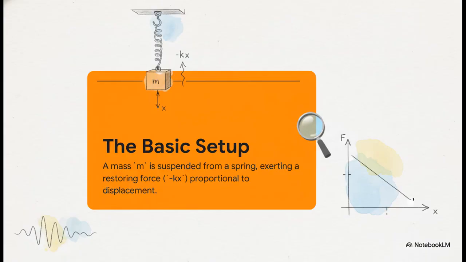Okay, so picture this. You've got a weight, let's call its mass m, and it's just hanging from a spring. Now, if you pull it down and let go, what happens? The spring tries to pull it right back up, right? That pull is what we call the restoring force. And according to something called Hooke's law, that force is directly proportional to how far you stretched it. That's the displacement, x. The k in there is just a constant that tells us how stiff the spring is. A bigger k means a stiffer spring.